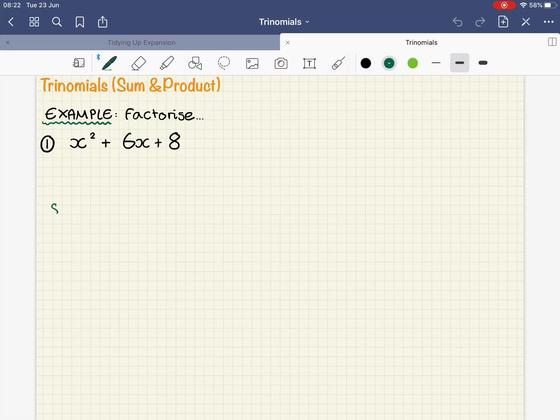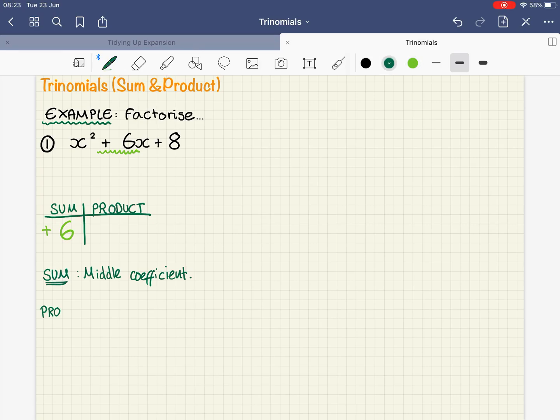So the first thing you need to do is write out your sum and product table. Now, normally I would just write S and P, but for this first question, I would write out the thing fully. So our sum is the middle coefficient. So it's the number in the middle. So that is my sum there. And you include whatever sign is attached to it.